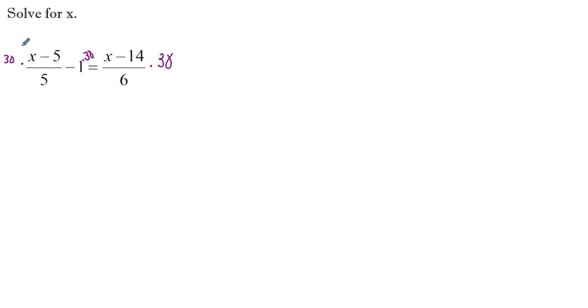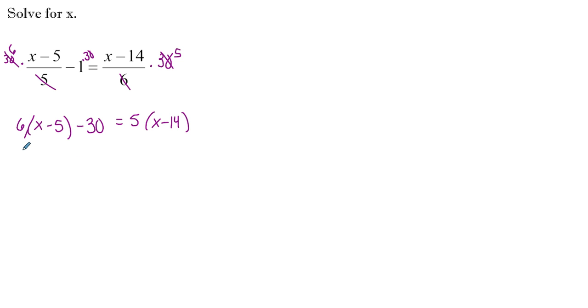Now, what that means for us, before you try and distribute these, please, please, please cancel out any common factors. 5 goes into 30 6 times, which means that this whole first piece is 6 times x minus 5. Negative 1 times 30, just minus 30, nothing to reduce there. And then same thing, reduce 6 into 30 goes 5 times, which means to the right of the equal sign here we have 5 times x minus 14. From this we can see that we've turned this into a simple equation.